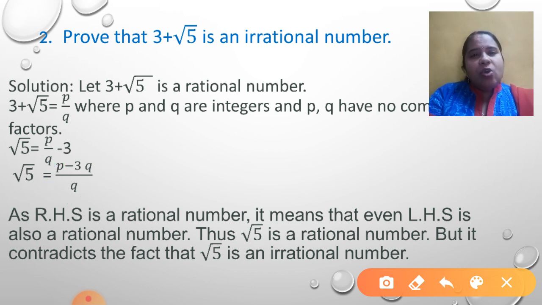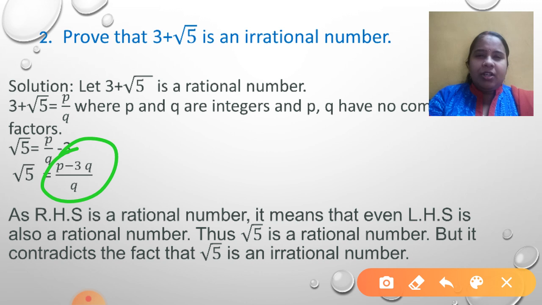Again, these all are rational numbers. Just have a look. P upon Q, it is assumed that it is a rational number. 3 itself is a rational number. It means after simplifying, subtraction of two rational numbers is always a rational number. This is a property that if you are subtracting two rational numbers, whatever answer you get is a rational number, right? So same thing happens here also.